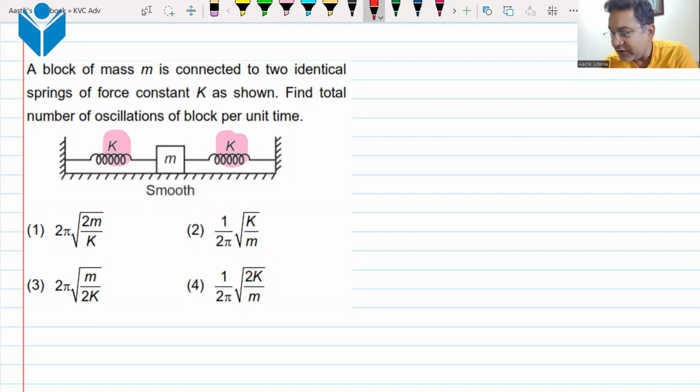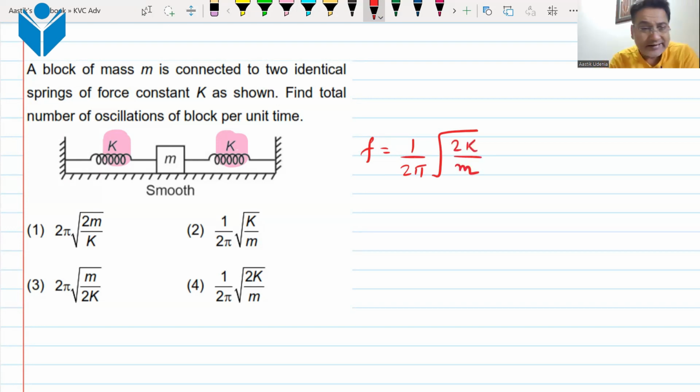When you know that the effective spring constant becomes 2K, you can straight away remember the formula of frequency. Frequency is 1 by 2 pi under root of K effective by M. So it is 2K by M. That is your frequency. Straight away, you just need to apply the formula. Remember, don't make a mistake of dividing it by 2 pi or multiplying it by pi. You might always make a mistake. Even I make a mistake sometimes.